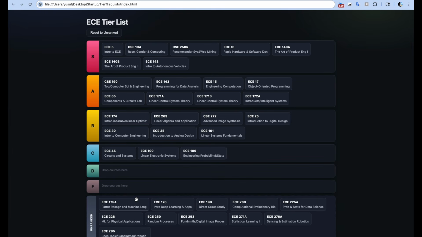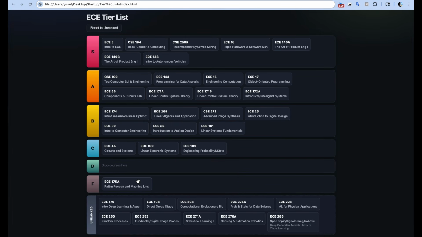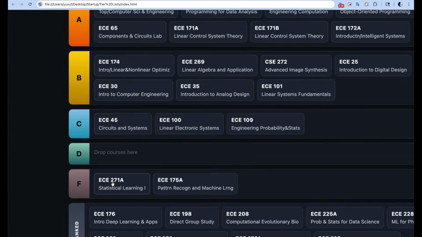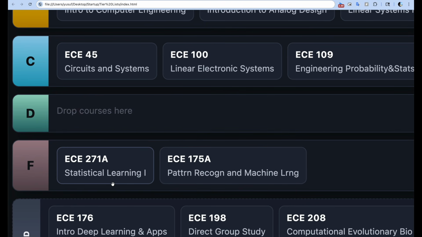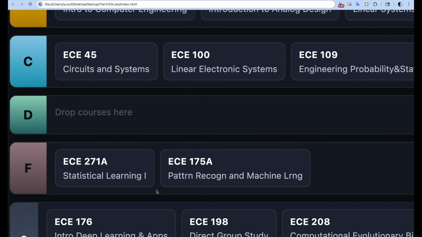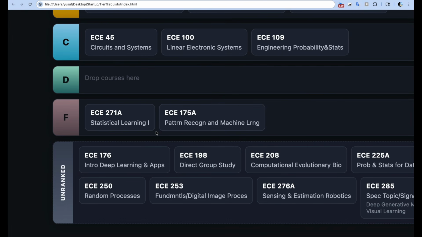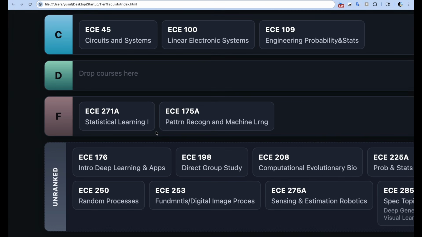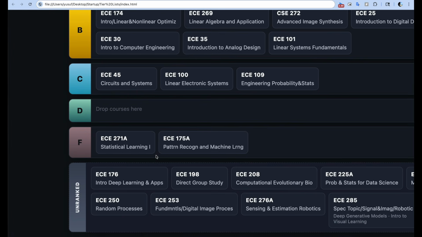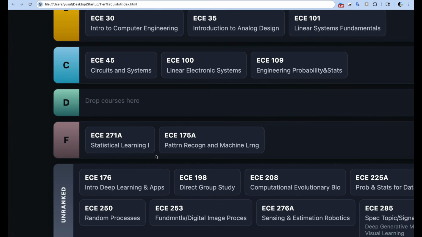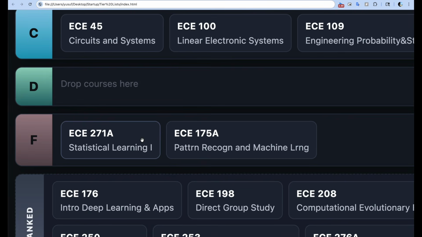ECE 175A, I'm throwing that down there. ECE 175A and ECE 271A, those are taught by this professor named Nuno Vasconcelos. Very difficult class. He's not an easy professor. Personally, I don't know if I would recommend taking it if you don't have to. You will learn a lot, but honestly, if I had the option, I would just audit the version of this class that Stanford has online. I would rather audit that class than go through the stress and mental health destruction that you get in this class, 271A and 175A.